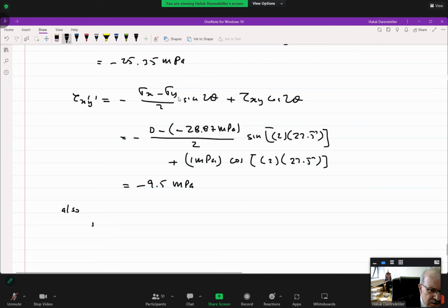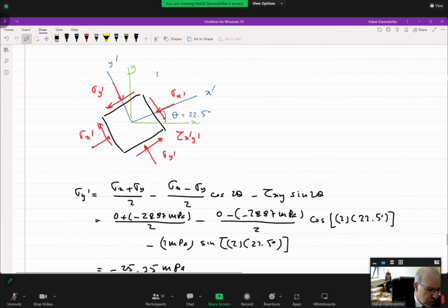Also, sigma x prime is equal to minus 3.521 megapascals. So it is also compressive, as I already showed. At the beginning, just put them arbitrarily, but then correct them after solving the equations, or draw the cubical element later.